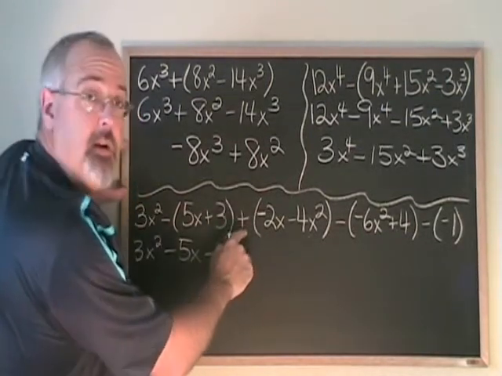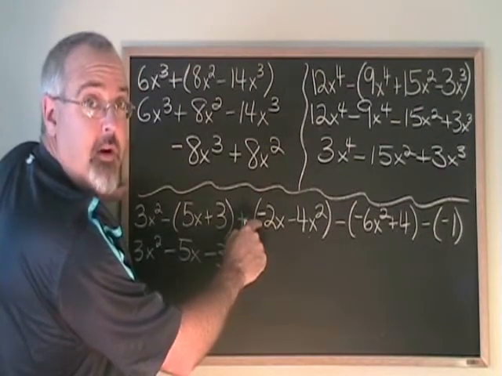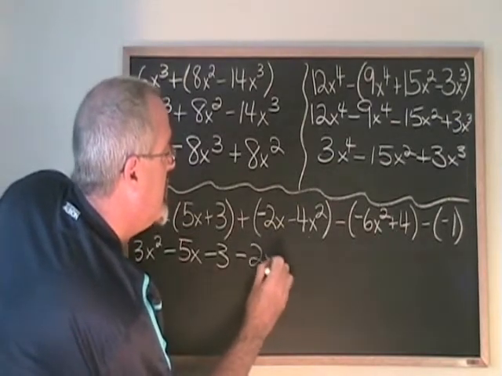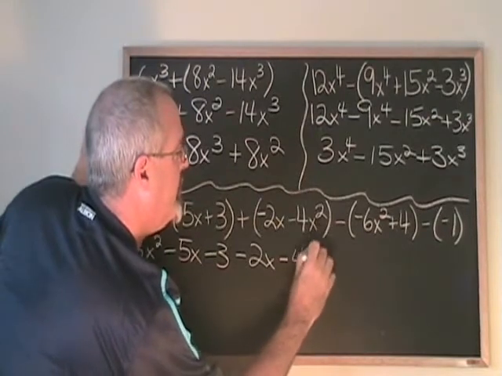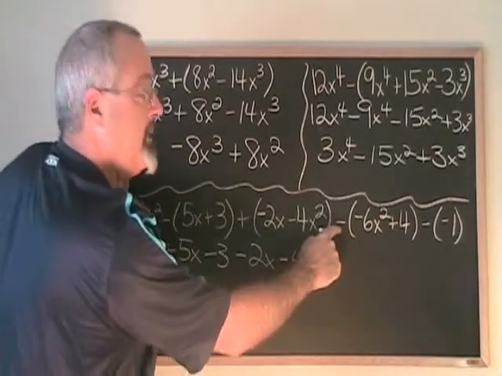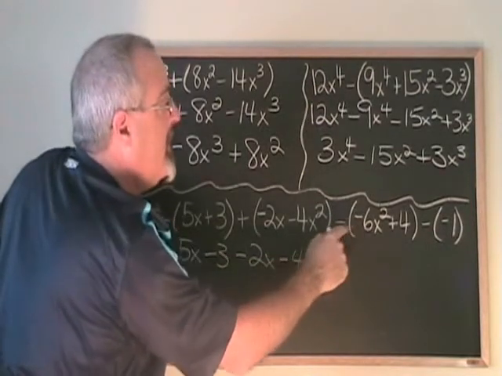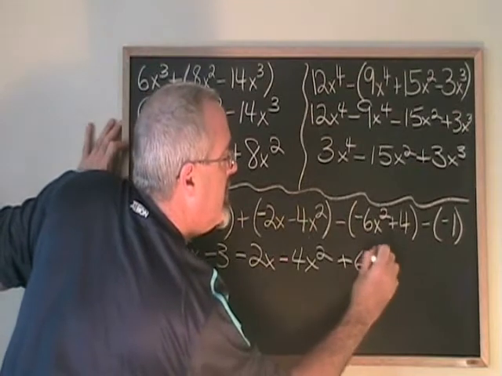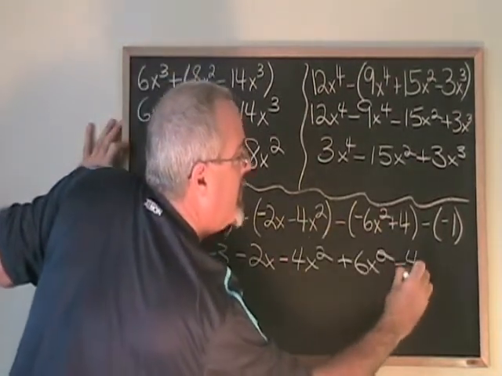Here we have a plus sign before the bracket, but be careful, the term on the inside has a minus sign with it. So plus minus means minus 2x. Plus minus means minus 4x squared. Here's a minus sign before a bracket, and the first term inside has a minus sign. We have minus minus, which means plus 6x squared. Minus plus means minus 4.